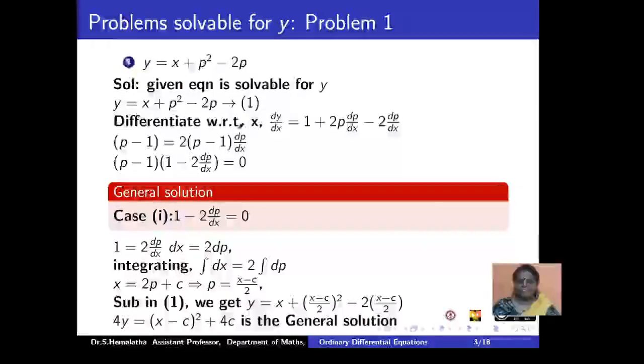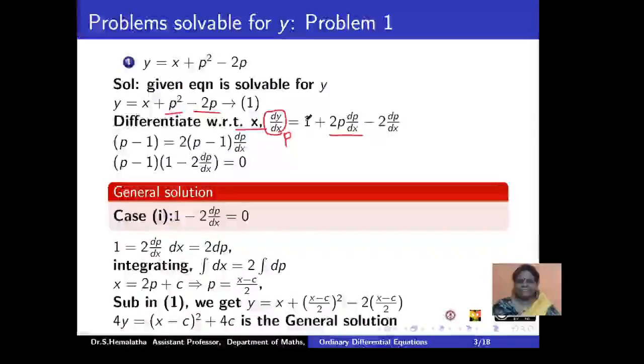So what is that? We differentiate with respect to x on both sides. So dy by dx is 1 plus p square, when you differentiate, it gives you 2p along with dp by dx, and minus 2, along with, whenever you differentiate p, a term dp by dx entering, as p is not directly differentiable, and you have this kind of work.